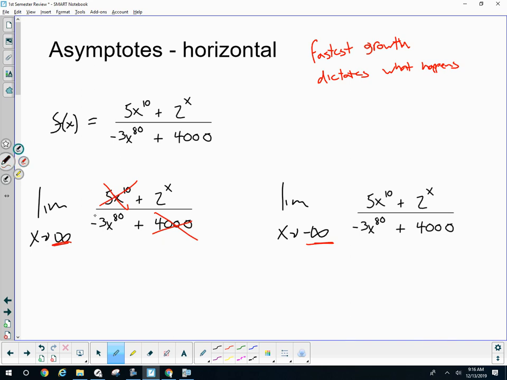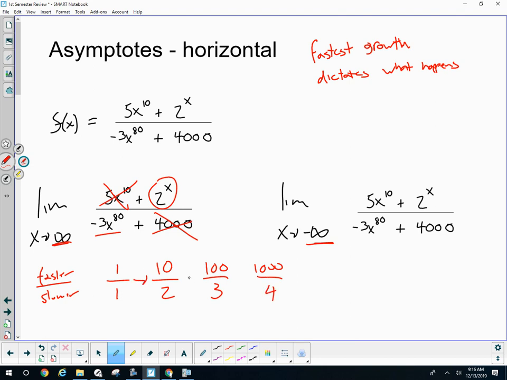So I got 2 to the x over negative 3x to the 80th. If I plug in infinity, this will be growing faster than this. If I think about faster growth over slower growth, think about 1 over 1. Let's say I'm growing the numerator of this fraction faster than the denominator. Well, let's say multiply by 10 versus adding 1. Multiply by 10 versus adding 1. There's faster growth over slower growth.